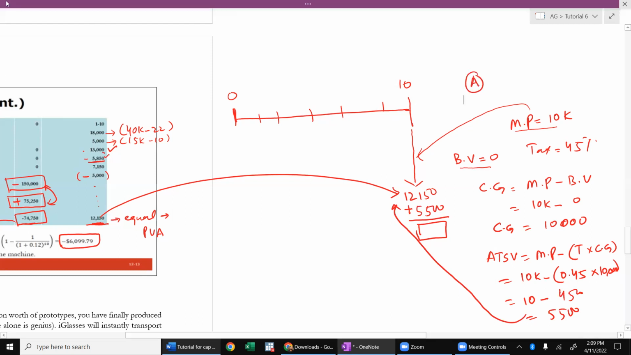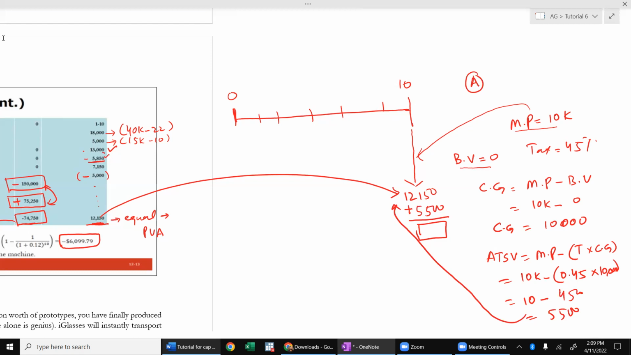But there is also another situation. Please tell me if you have already gotten this concept that zero salvage value also means that you can sell it at some price. Can you just say yes in the chat box so that I know that you got it? Okay.